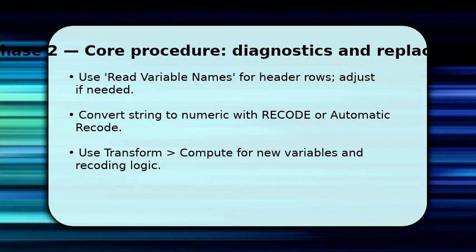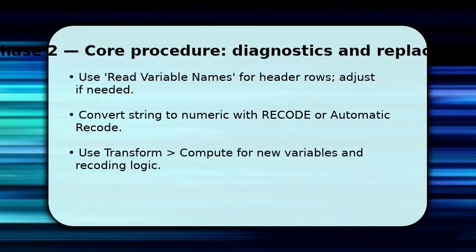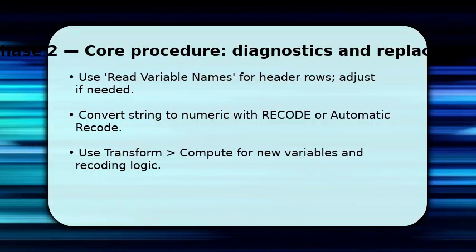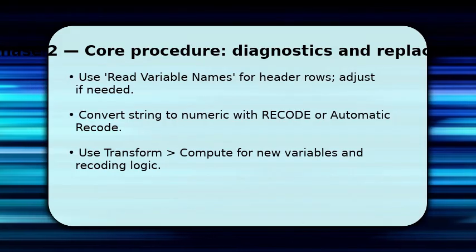Convert strings to numbers using recode or automatic recode when values represent categories. Use transform compute variable to derive scales, z-scores, or composite scores. Then run frequencies and descriptives to spot outliers or impossible values.